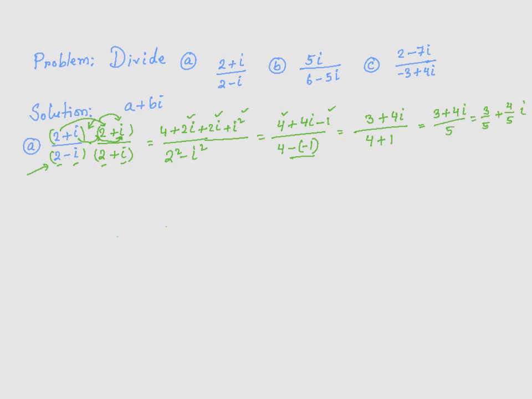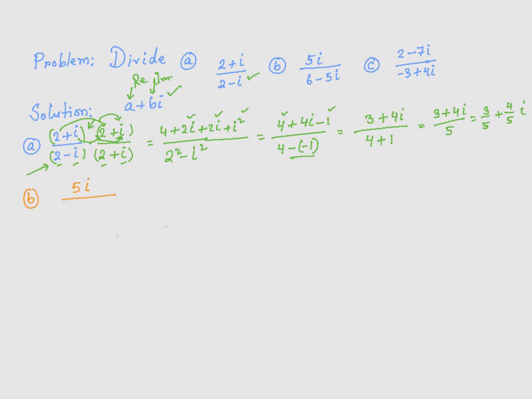See, I have taken this division and converted it into the standard form of a complex number, which is a plus bi. Here a is the real part and b is the imaginary part. Remember that. Now let's go ahead and do the next one, which is b.